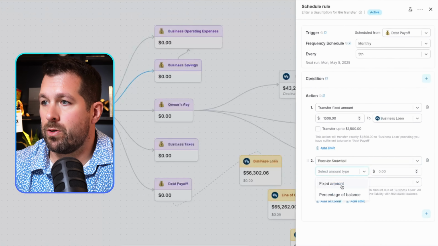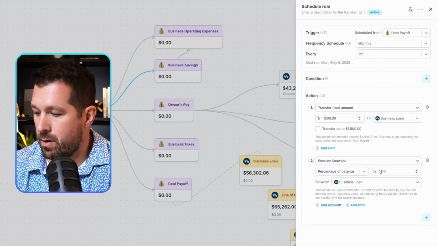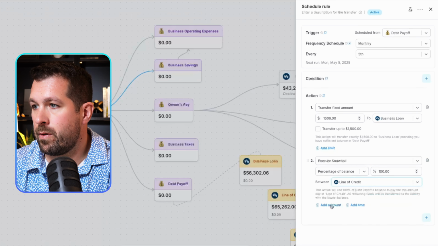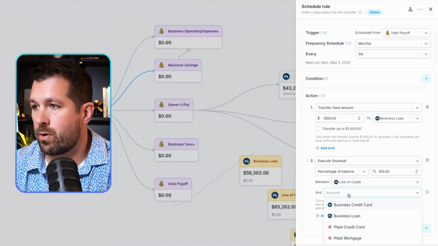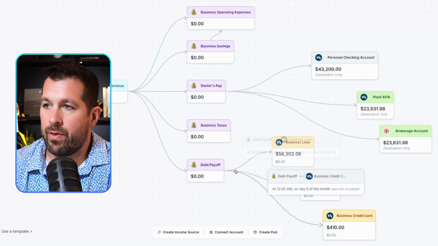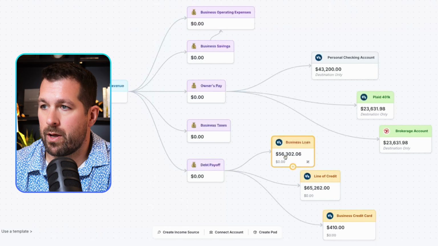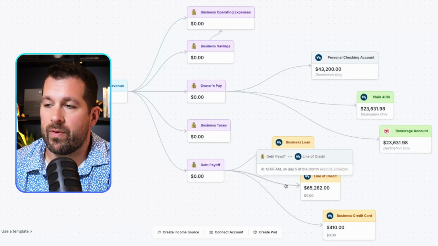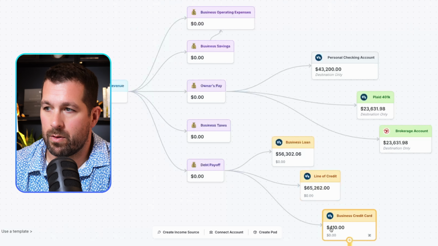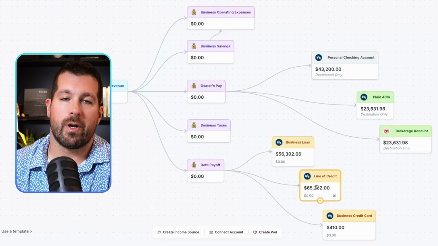So in this case, we're going to do 100% of the remainder into the business line of credit. We're going to add an account, and we're going to add our credit card as well. So just like that, every single month we have money going, the $1,500 going to the business loan, and we have a debt snowball between the last two, the line of credit and the business credit card. In this case, it'll pay off the business credit card and put the rest of the money towards the line of credit.